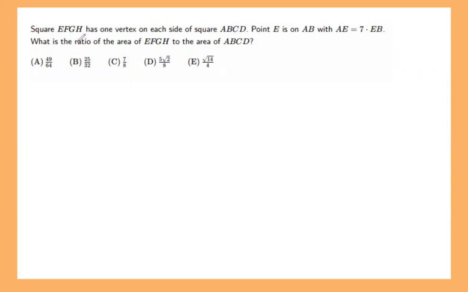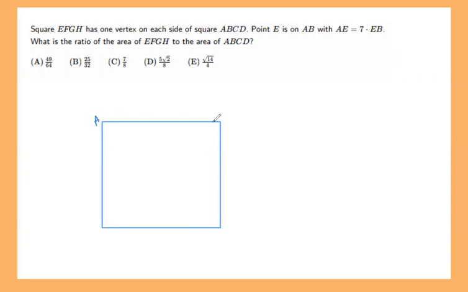So we have a square EFGH that has a vertex on each side of the square ABCD, and E is on AB such that AE is 7 times EB. Based on this, what's the ratio of their areas? Okay, so the question is kind of straightforward. You may not really need to draw this picture, but it's good to have it anyway.